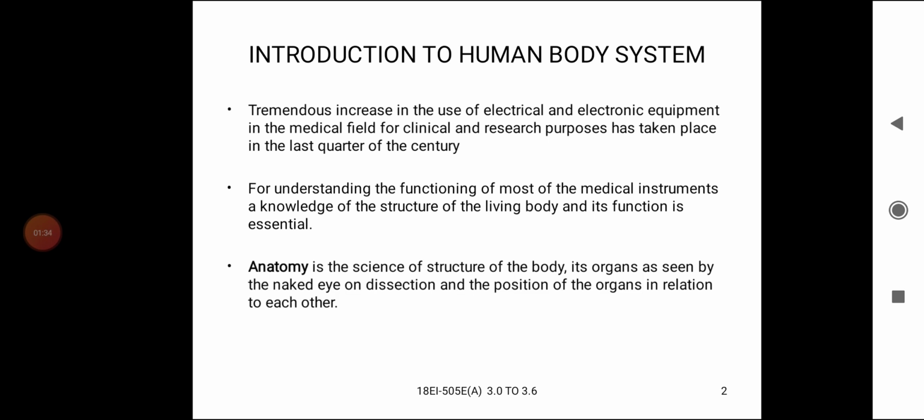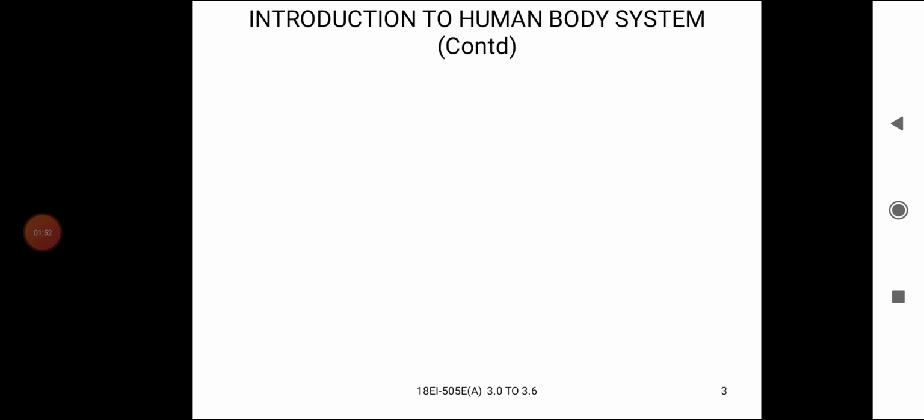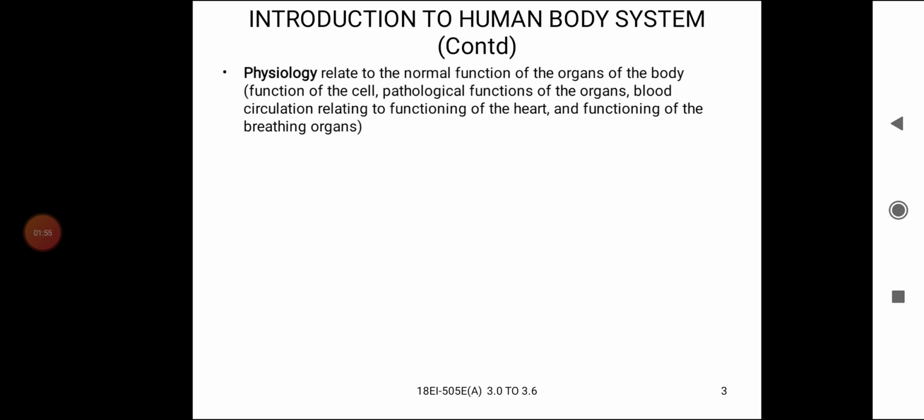Anatomy is the science of the structure of the human body. Its organs are seen by the naked eye on dissection, along with the position of the organs in relation to each other. Physiology relates to the normal function of the organs of the body, that is the function of the cell, pathological functions of the organs, blood circulation relating to the function of the heart, and function of the breathing organs.